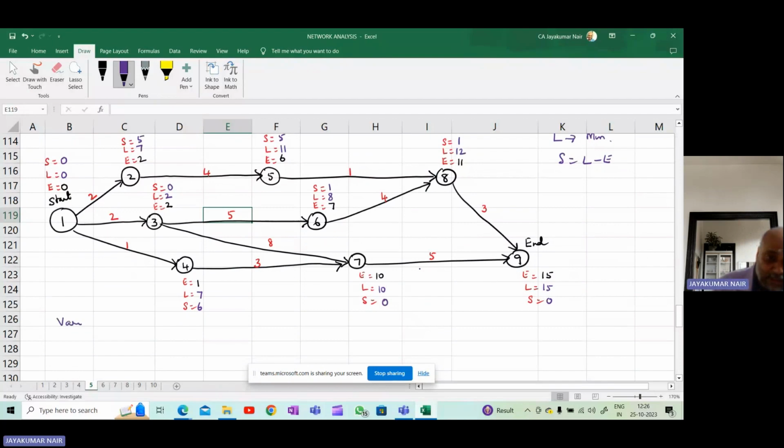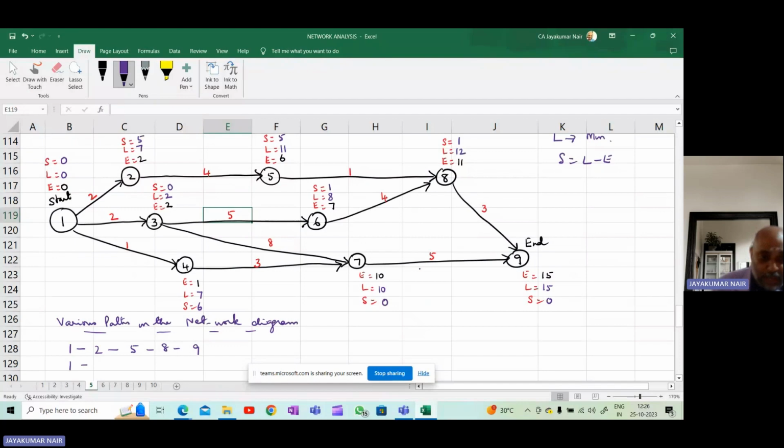So I'll write here various paths on the network diagram. Now, what are the various paths? From 1, I can go to 2, then 5, then 8, and then 9. This is one route.